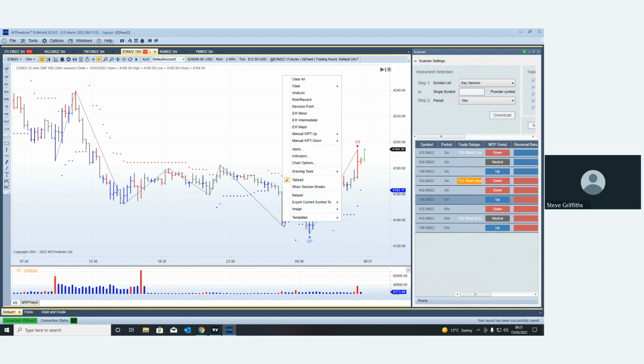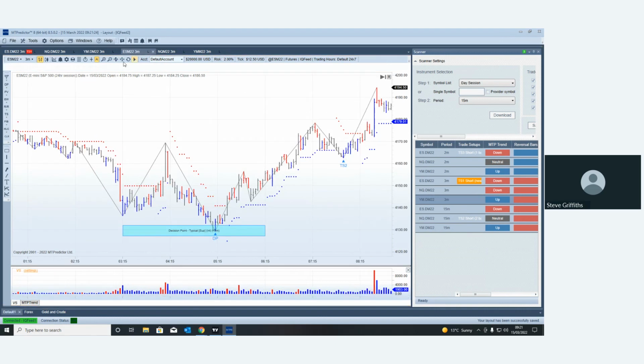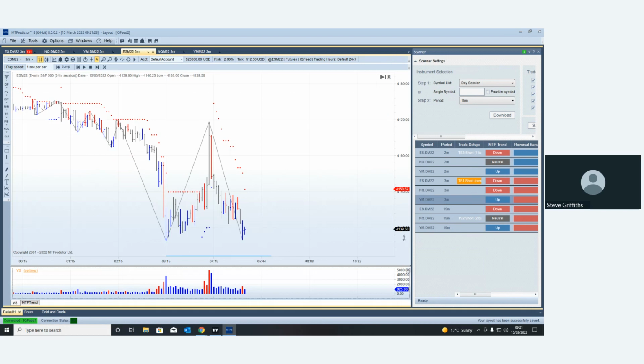We take a DP off this pivot. This would have been on the chart in advance, okay? So that would have been there before the market got there, preparing you in advance. If we go down to the 3-minute chart, this is what it looked like before. There it is. There's your DP level.